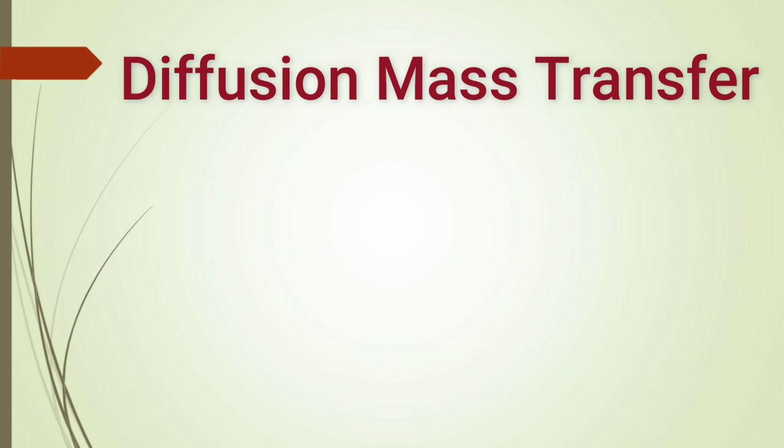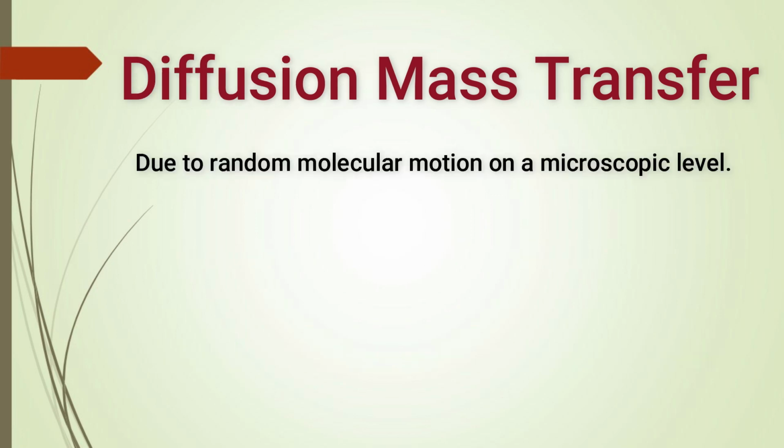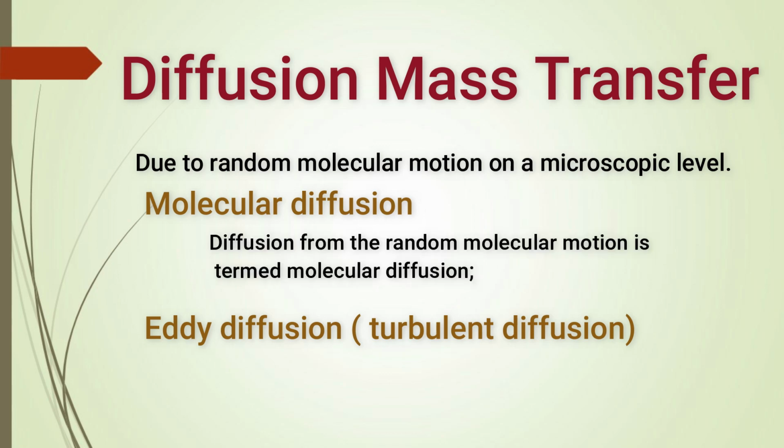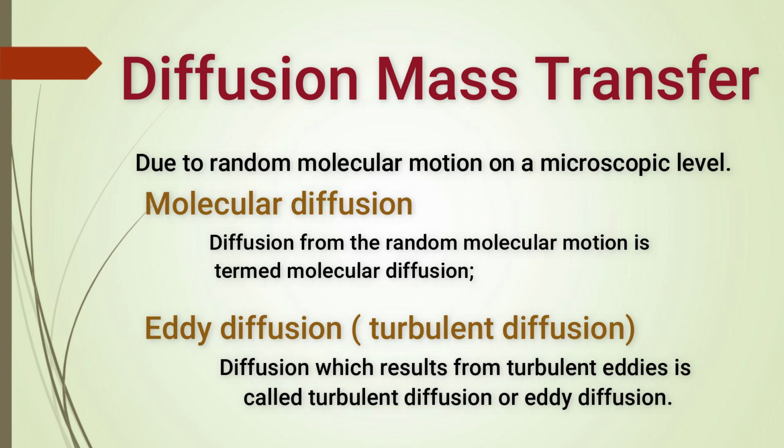First, we'll see what is diffusion mass transfer. The mass transfer due to random molecular motion on a microscopic level is called mass diffusion. Even in this, there are two types: one is molecular diffusion and the other one is eddy diffusion or turbulent diffusion. Molecular diffusion is the diffusion from the random molecular motion. And the diffusion which results from the turbulent eddies is called turbulent diffusion or eddy diffusion.